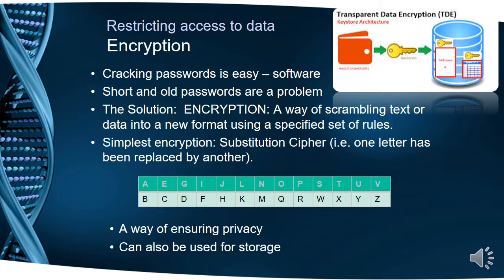Encryption is a way of scrambling text or data into a whole new format using a specified set of rules. The simplest encryption is a substitution cipher. So you just replace each letter of the alphabet with another letter of the alphabet, for example, on the table below. This is a way of ensuring privacy, and it can also be used for storage. So before you store your files, they get encrypted and then stored, so that if anybody comes across them, they still cannot decipher what's going on.